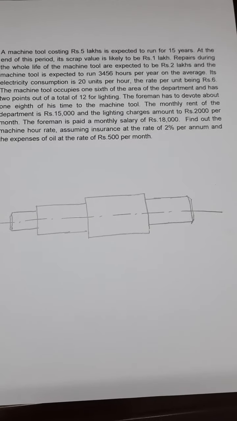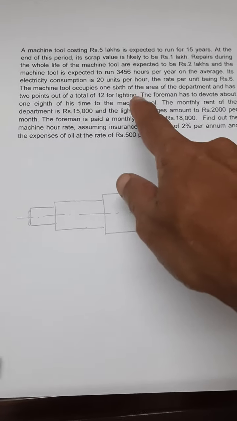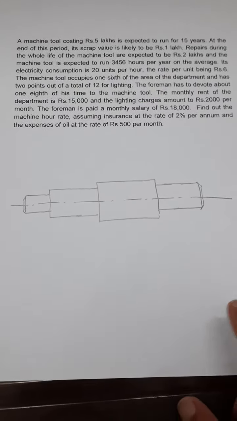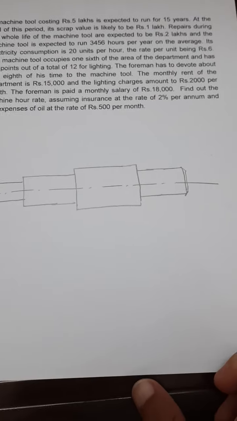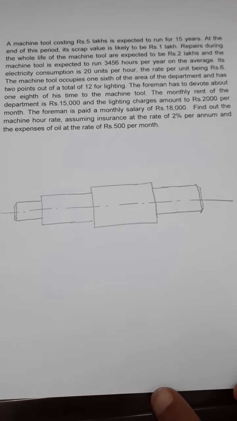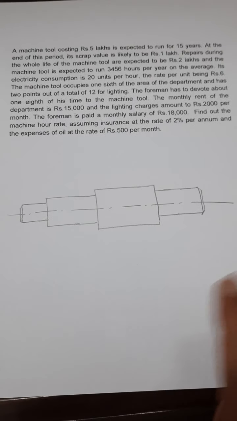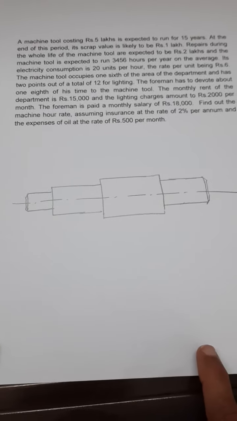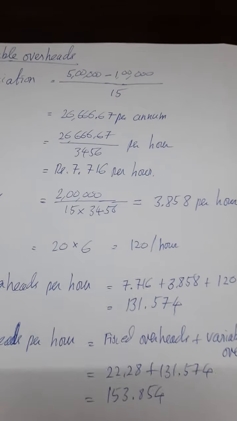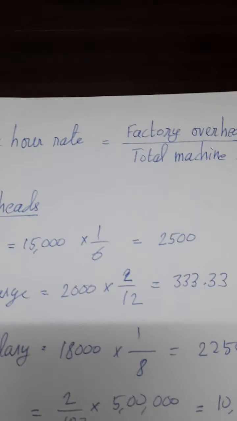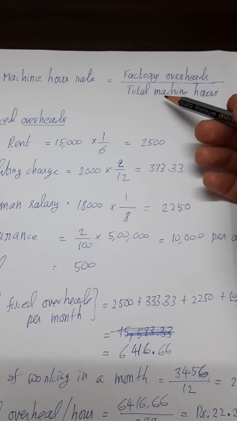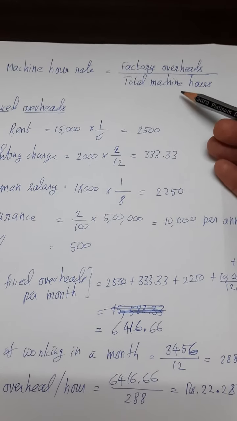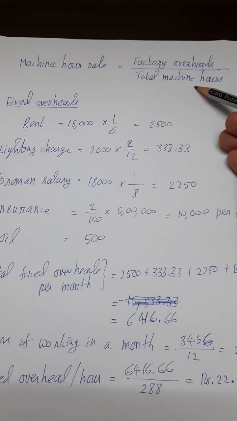So, dear students, this is the question posted to you a little while ago. We will try to find the answer for this question. So, what do we need to find out? Machine hour rate. How to find the machine hour rate? The machine hour rate is given by this formula: machine hour rate is factory overhead divided by total machine hours.